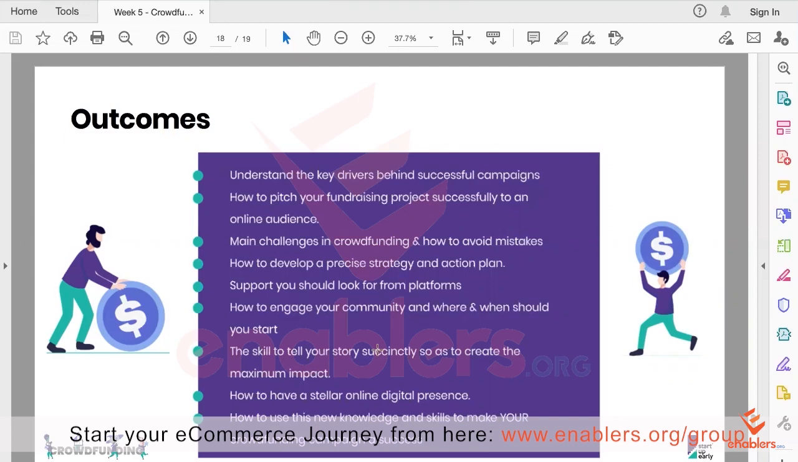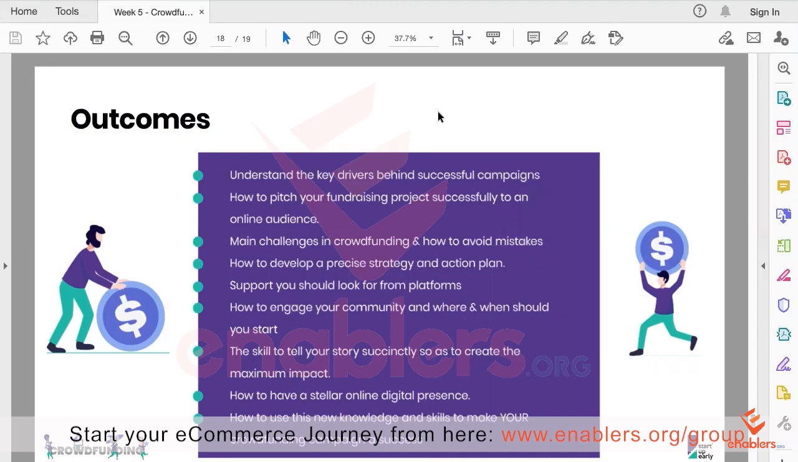We discussed social media platforms, how to engage your community and where and when you should start, the skill to tell your story so as to create the maximum impact, how to have a stellar online digital presence. आप 3-4 महीने पहले शुरू कर रहे हैं, and then how to use this new knowledge and skills to make your crowdfunding campaign. We hope that these are all some points that you can go over once again, that you've gotten a much better picture of, and that you're almost ready to launch the campaign.